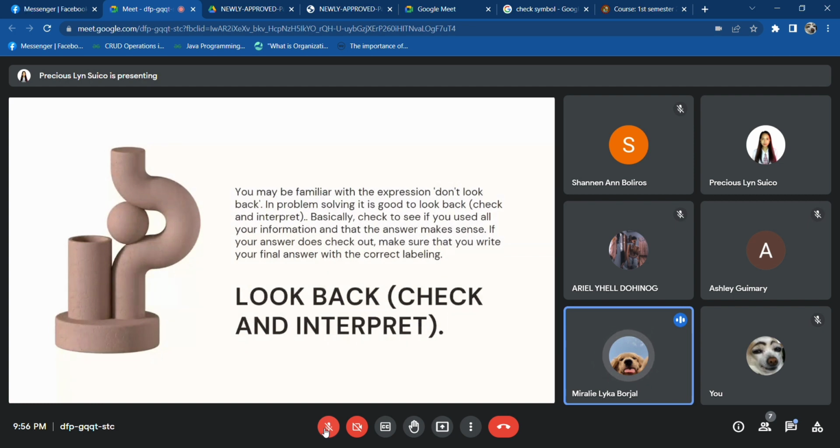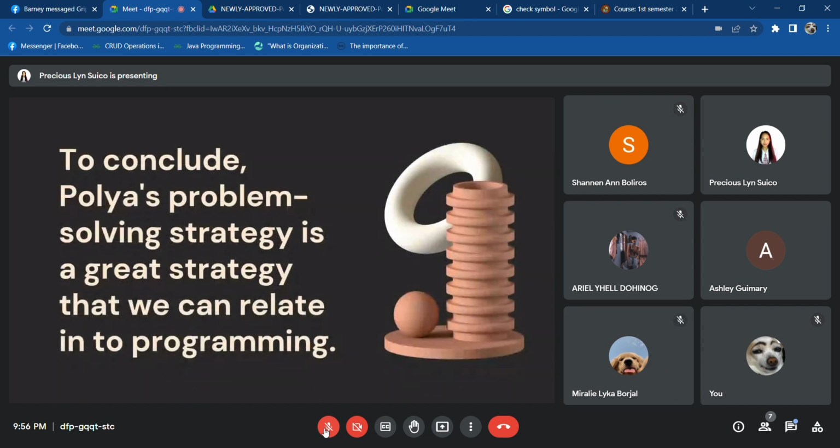In programming, this is where you code and debug, which means it is the process of detecting and removing of existing and potential errors, also called bugs, in a software code that can cause it to behave unexpectedly or crash. To conclude, Polya's problem-solving strategy is a great strategy that we can relate to programming.